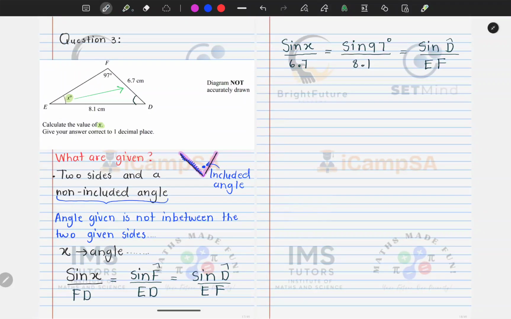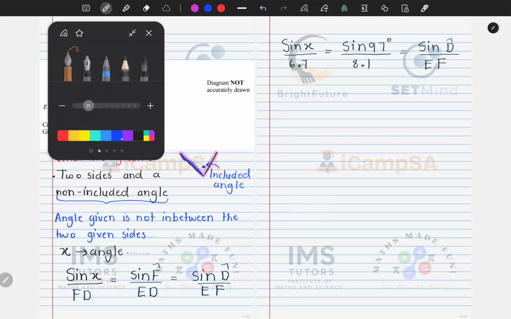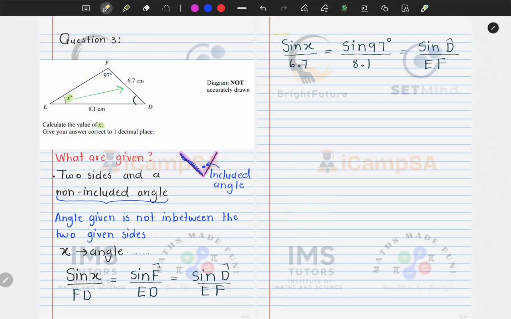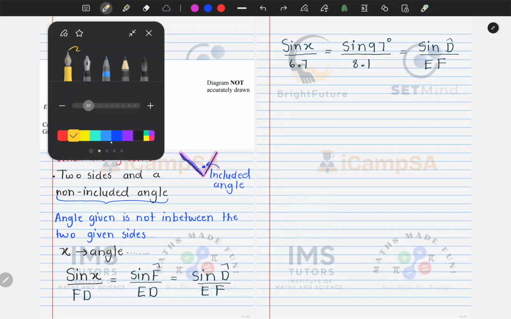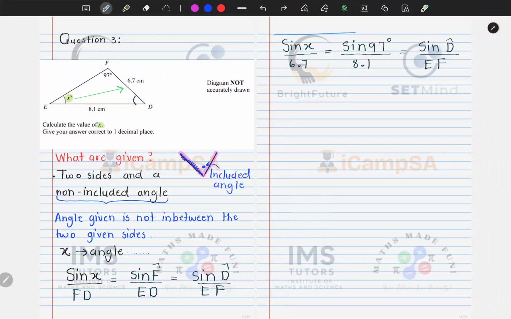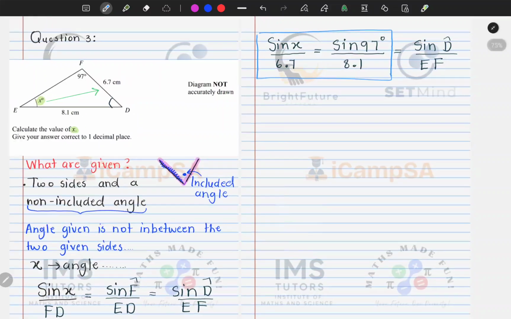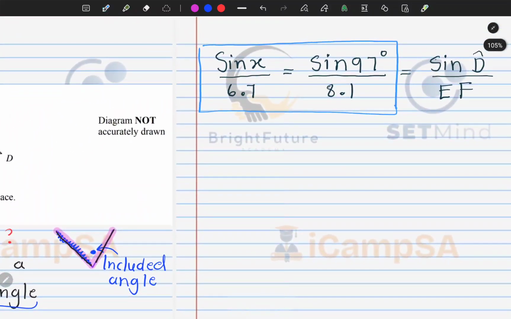If I look carefully, what I'm looking for is the x. So it is enough for me to only focus on these two. If I just focus on this, I will be able to solve for x, because everything is numbers except the x here. So I need to remove that 6.7 and move it to the other side. If you just cross multiply, you'll see that sine of x will end up being 6.7 multiplied by sine of 97 degrees divided by 8.1.